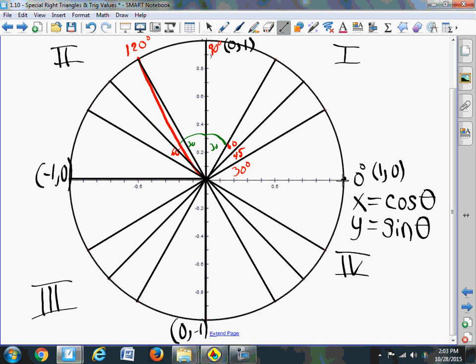Then I would end at 360. If I kept going around, that would be 390, 405, 420. Since this is a circle, after you complete a full circle, anything over 360 has an equivalent angle between 0 and 360. Similarly, if I went in the negative direction, clockwise, I should be able to find an equivalent angle between 0 and 360. That allows us to extend from 0 to 90, the first quadrant, into every other quadrant.